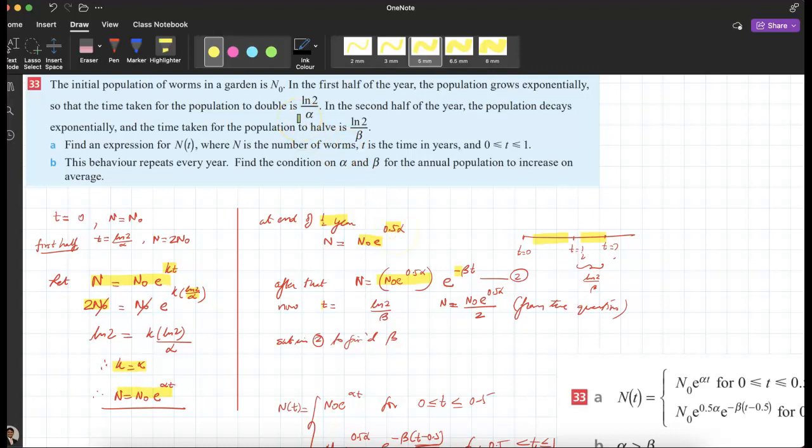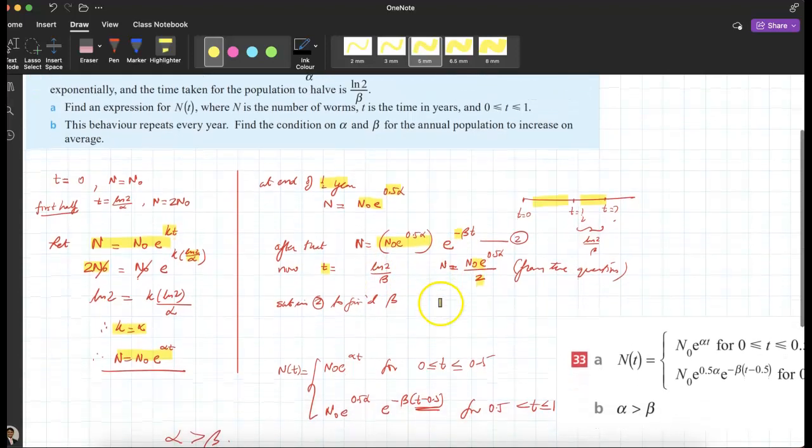It's not doubling at the end of the half year, but the population growth is such that it doubles in some time, which may be 2 months or 2.5 months. We don't know that. So this becomes the initial population. Now it's been given that when your time is this, your population will be half, so whatever the initial population is becomes half. So you'll substitute all this in equation 2 to find beta. I'm putting N as this, and t as this over here. You substitute.